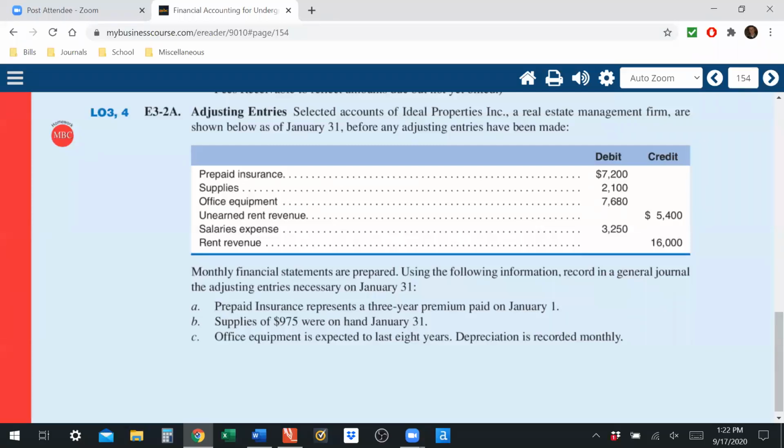All right, selected accounts of Ideal Properties Incorporated, which is a real estate management firm, are shown below as of January 31st, before any adjusting entries have been made. So they give you these different accounts and their balance at January 31st. It's the unadjusted balance. It says they prepare monthly financial statements, which means at the end of each month they have to make adjusting entries. Using the following information, record the necessary adjusting journal entry as of January 31st.